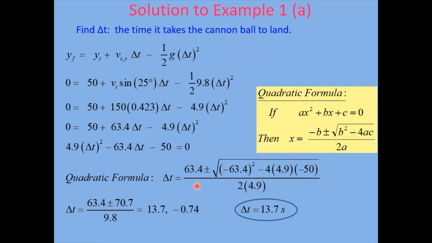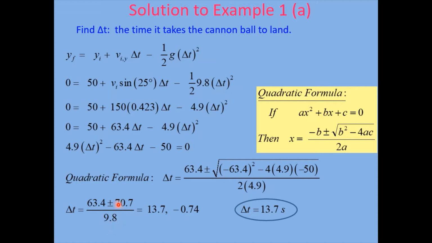All right, this is just the general quadratic formula. So plugging in our numbers, we can see that a is 4.9, b is negative 63.4, and c is negative 50. So I've just taken those three values and plugged them into this formula right here, and that's all shown here. I won't read this all out because there's a lot of numbers in there, but the rest of this is just some simple calculations on your calculator. And what we end up with is delta t is equal to 63.4 plus or minus 70.7, all over 9.8.